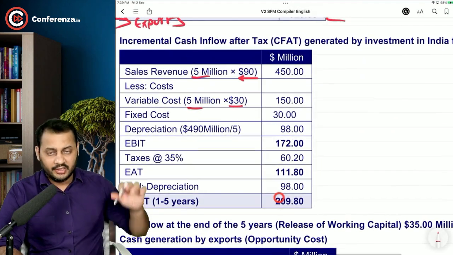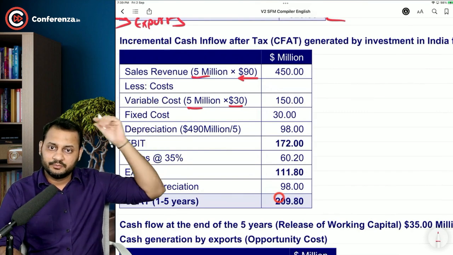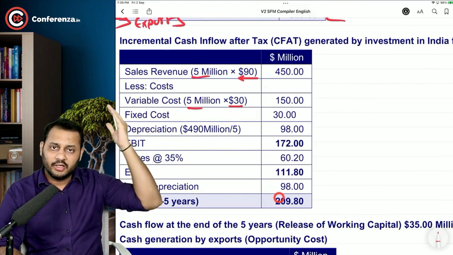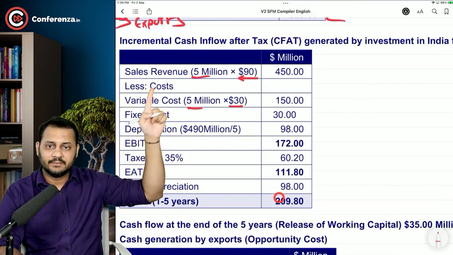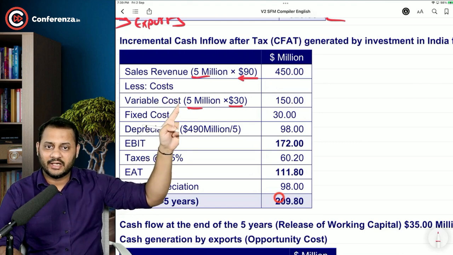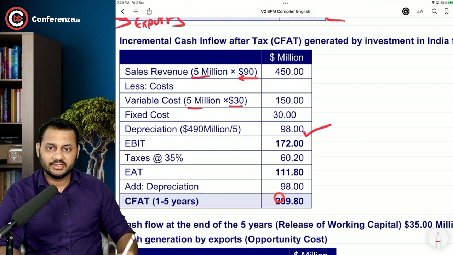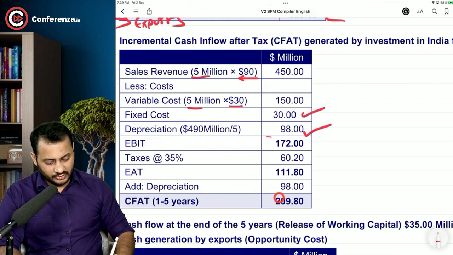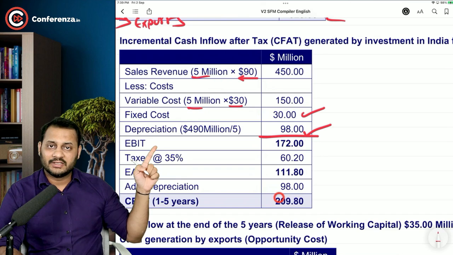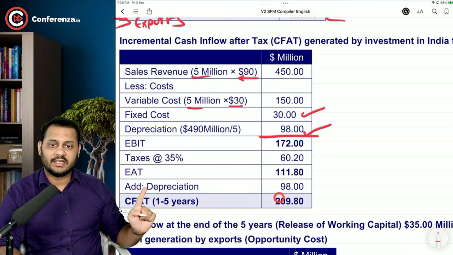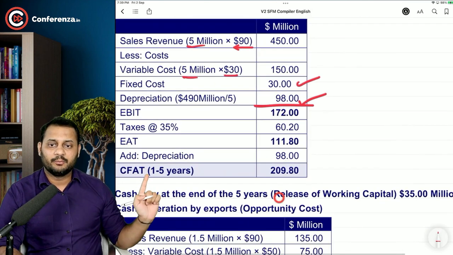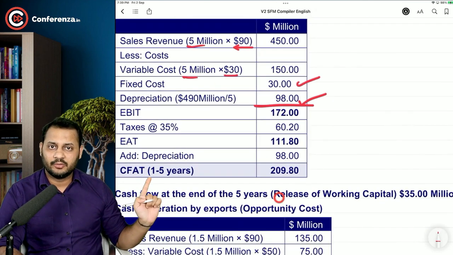Now have a look. Incremental cash flows we are going to calculate. So if we set up a subsidiary, sales, variable cost 5 million into 90, 30, fixed cost, depreciation 98, you can clearly see fixed cost is 30. So the net profit is 172 only from the subsidiary. Taxes, earning after tax, add back depreciation. So the cash flow after tax is 209.80.